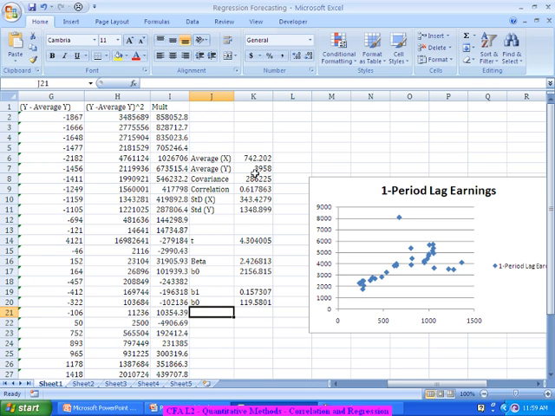Stock price is equal to 119.58 plus 0.157 times the previous period earnings. So whatever the earnings that came out in the last quarter, based on that I am predicting the stock price for the next quarter.